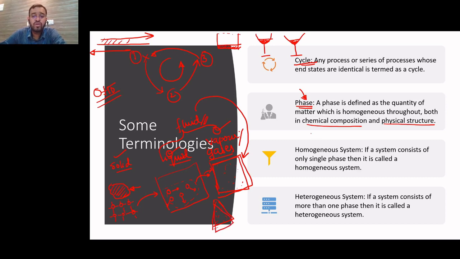Then we have to talk about a homogeneous system and a heterogeneous system. A homogeneous system is a system which contains only a single phase. A heterogeneous system is something that contains more than one phase. Example of a homogeneous system is the atmosphere.